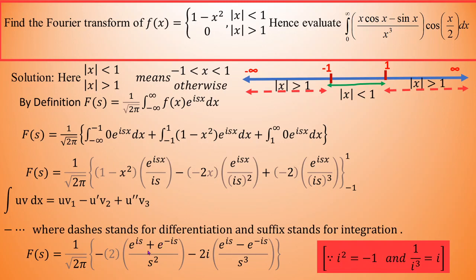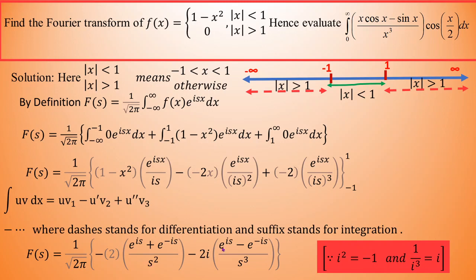Now here we can see that we have the form e^(iθ) + e^(-iθ). That is nothing but 2 cos θ, right? So some adjustment needs to be done. We will have to multiply and divide by 2i, because for the cosine function I want to multiply and divide by 2.